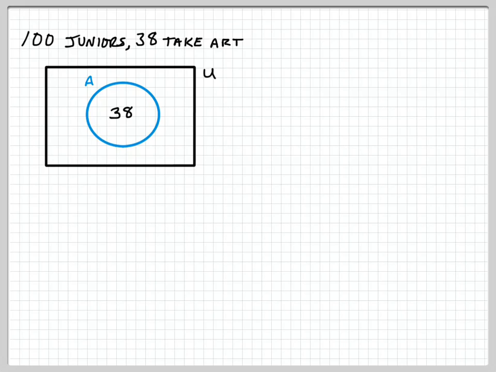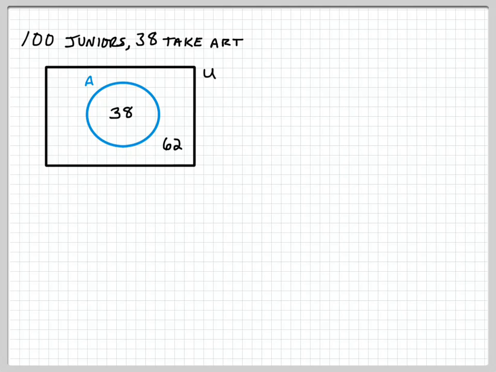And the letter A, you can use for art. You can actually use anything that you'd like for that. I chose A because art starts with A. But this box U represents the entire sample space. So if we've got 100 juniors, but 38 of them are already accounted for in the art section, that leaves us with 62 juniors who are not taking art. So in this box, in total, we are counting 100 juniors. In the circle, just 38 of them are taking art, and outside the circle, 62 are not taking art.